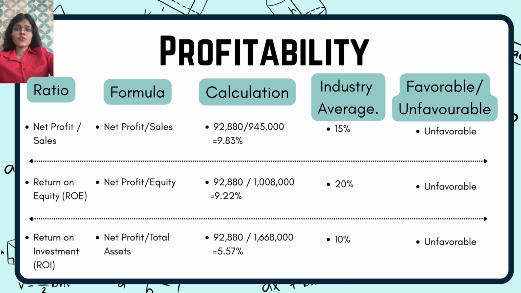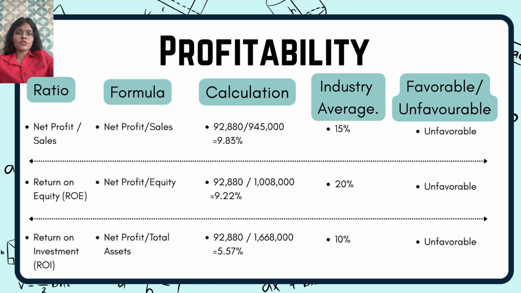risk. Finally, we analyse the profitability ratio, which reflects how well KEC generates profit. For the net profit margin, the formula is net profit divided by sales. Thus, the net profit margin is 92,880 divided by 945,000, resulting in 9.83%. The industry average is 50%. This is unfavorable, showing that KEC's profitability is lower than industry average.